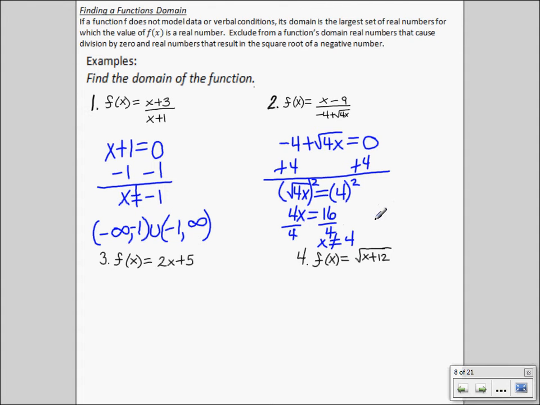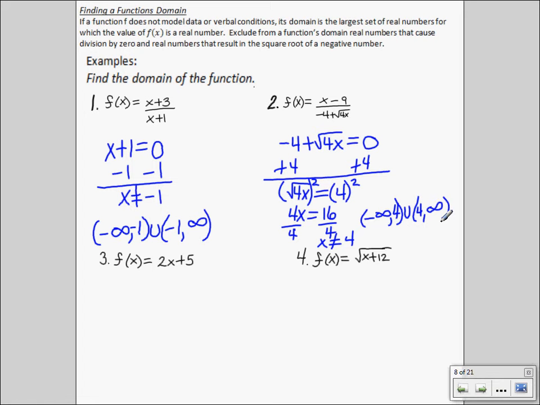So like before, for our domain, we're going to have everything in the negative infinity direction up until 4, which is not included, union 4, which is not included, then everything to positive infinity. And that is the domain of that problem.